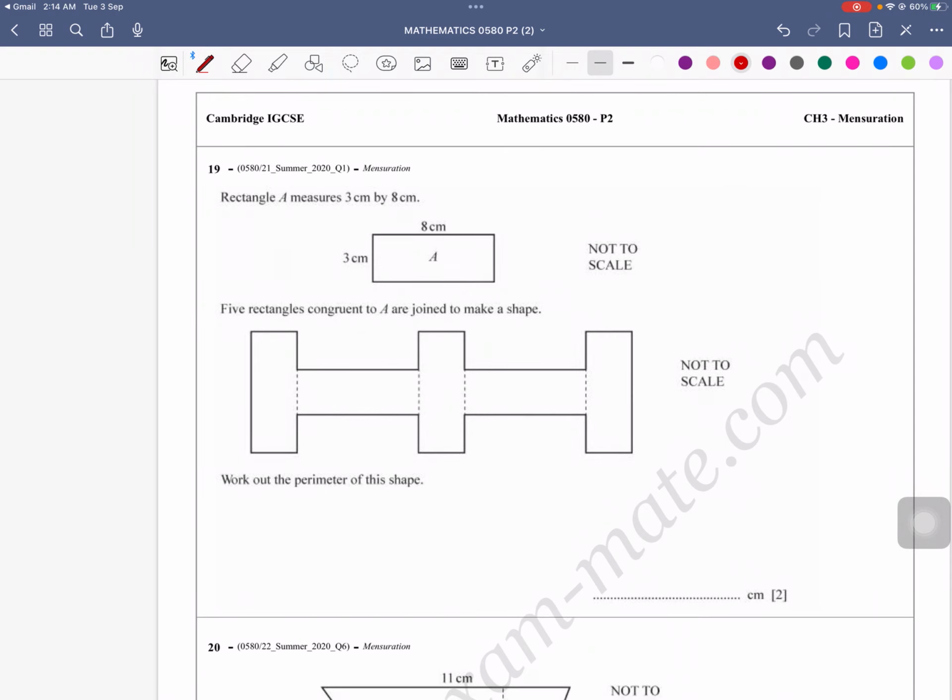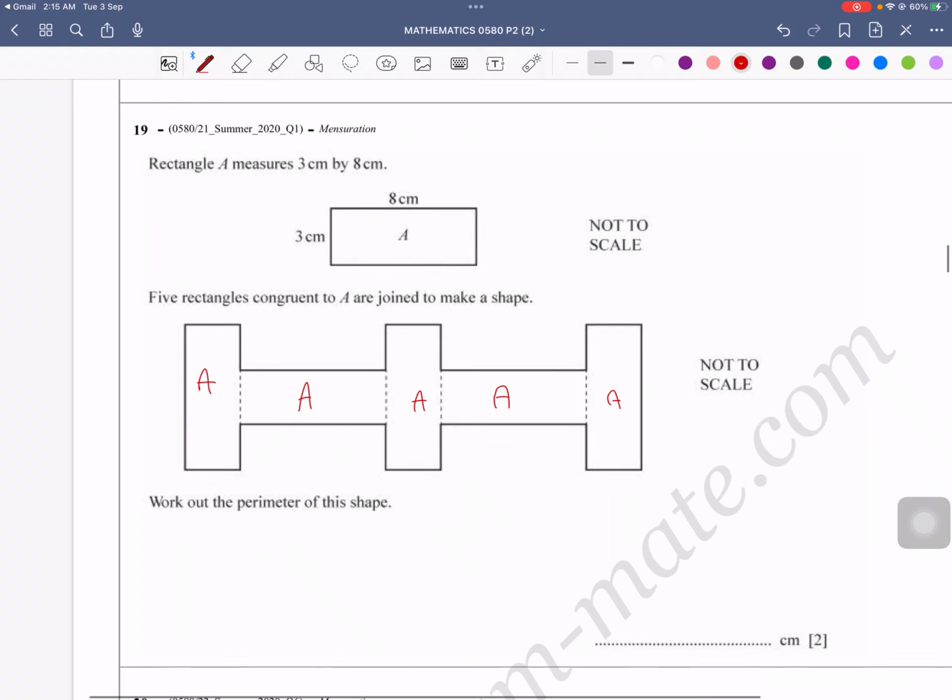There are 5 rectangles congruent to A that join to make this shape, right? So A is here, A is here, A is here, A is here, and A is here, right? So how it's done is that this is A, this is 8, this is 3 and 3. We know that this length is 3, right? So this will be 2.5 and this will be 2.5. This length is again 8 and 8. This is 3. We won't add this 3 because it is hidden. So 3, 3, 2.5, 2.5, 2.5, 2.5, 8, 8, 2.5, 2.5, 3, 3 and 8.